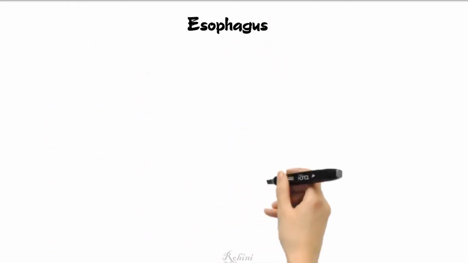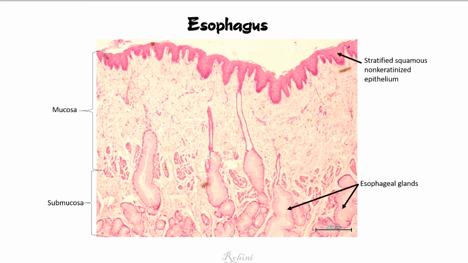In all the slides of the gastrointestinal tract the general plan remains the same. Layers seen from luminal surface to the exterior are mucosa, submucosa, muscularis externa and serosa or adventitia. In the slide of esophagus, the lining epithelium of stratified squamous non-keratinized epithelium and the esophageal glands in the submucosa are the characteristic features. This slide could be confused with thin skin, but here we do not see hair follicles.